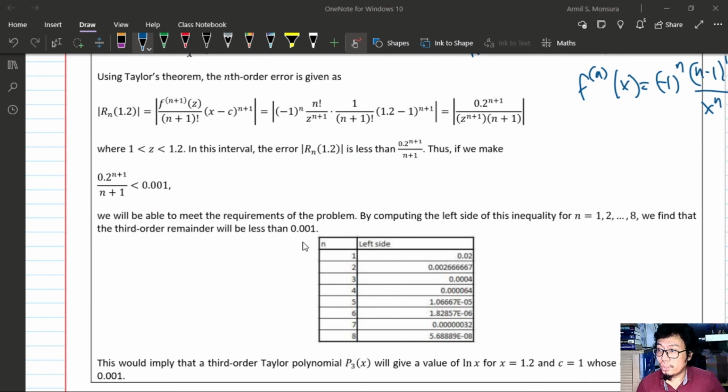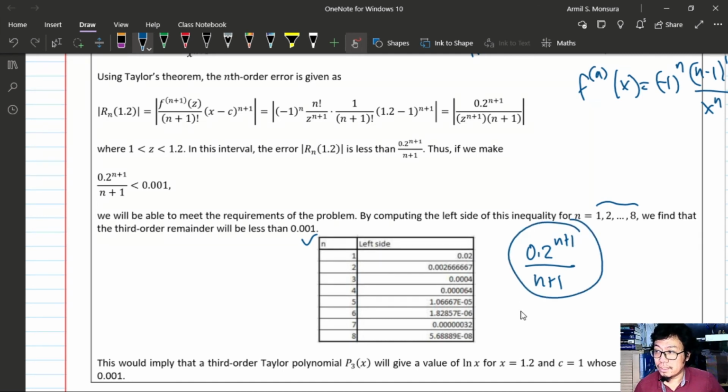So for n, remember that we're evaluating 0.2 raised to n plus 1 over n plus 1 here. We'll substitute n from 1 to 8 and determine when the error would be less than the tolerance. This entire thing would be less than the tolerance. So this is more than it.